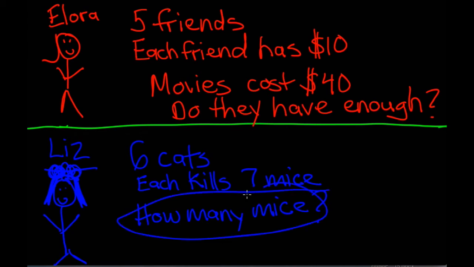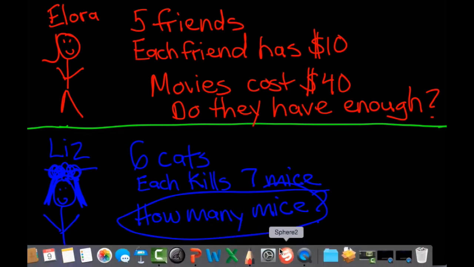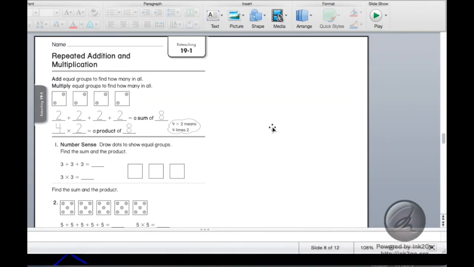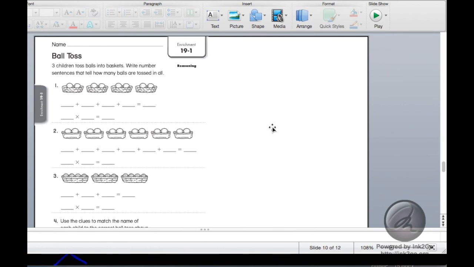So in both, that's your target question. Go ahead and work on solving them, and I'm really excited to see what you do with them. When you're done with that, you can then move on to work on the enrichment portion of today's lesson. Go ahead and get started.